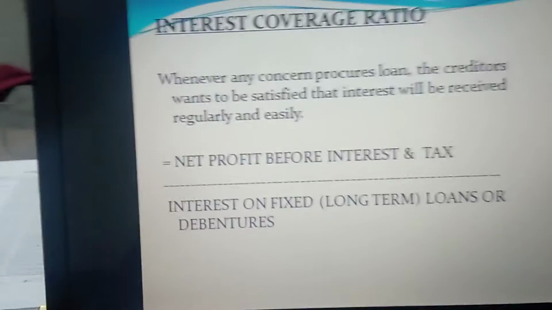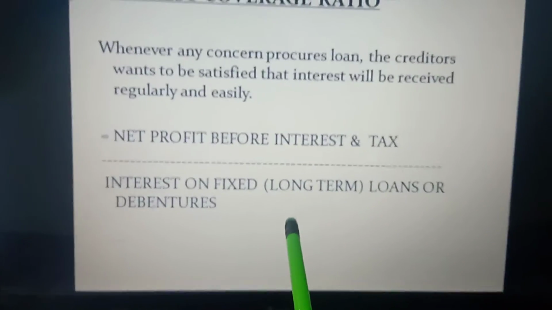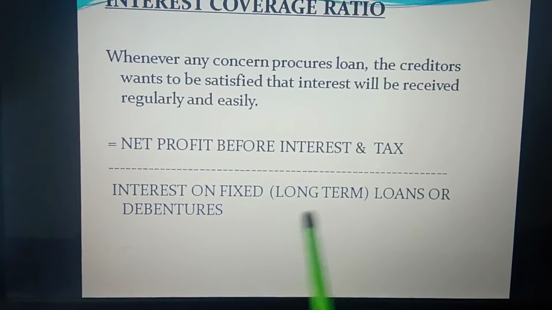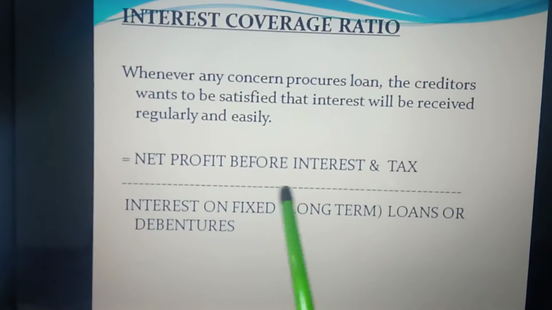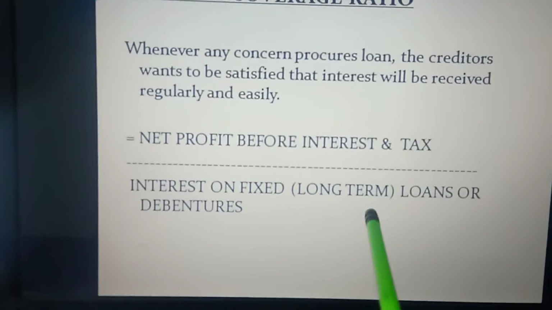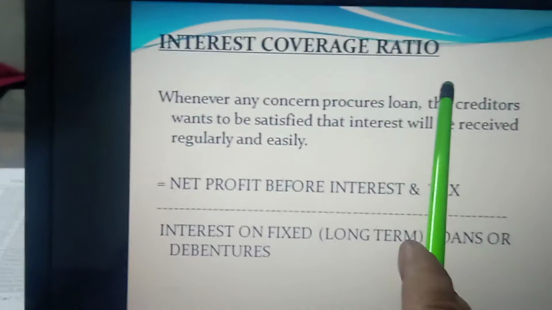Well, the formula is net profit before interest and tax upon interest on fixed, that means long-term loans or debentures. So what we have to do is take the NPBIT and divide it by the interest, because we are supposed to compute the interest coverage ratio.